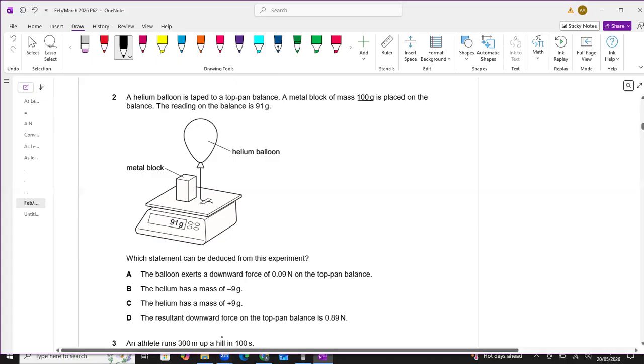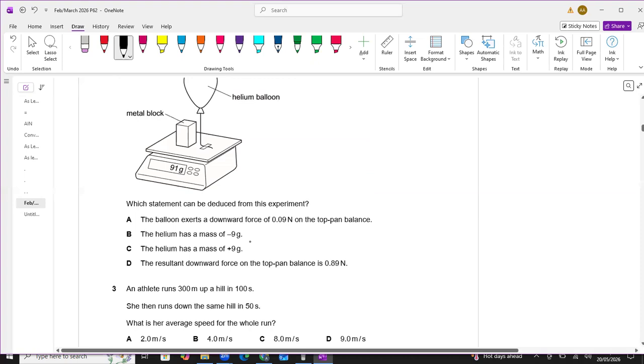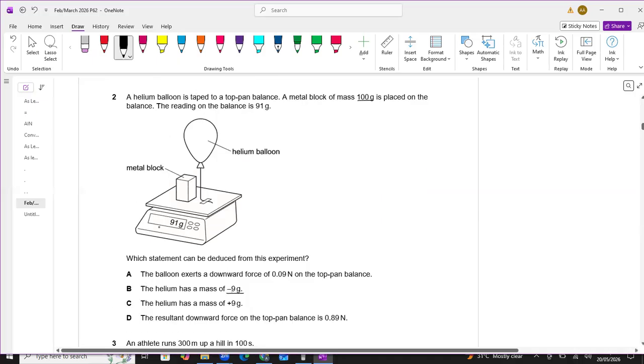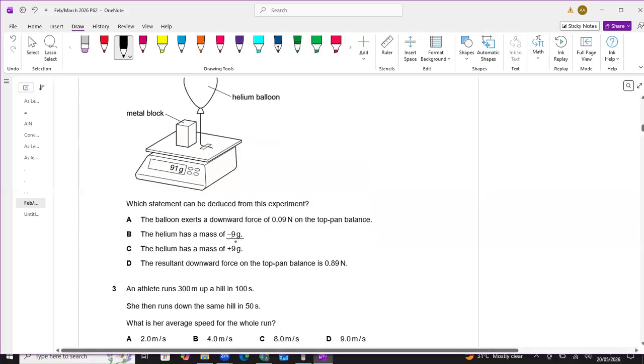Now in the B part, they are saying the helium has a mass of minus 9 gram. So basically, students, mass can never be negative because mass is a scalar quantity and a scalar has no particular direction. So B cannot be a right answer. Now they are saying the helium has a mass of plus 9 grams. So obviously we cannot calculate the mass of the helium by simply subtracting both of them. And with mass we can never associate a positive or negative sign. So it means C cannot be a right answer.